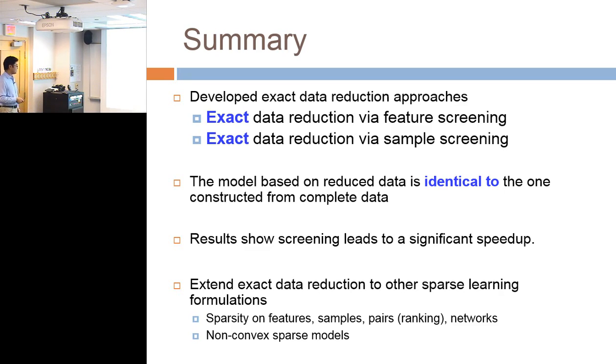And here is a summary of our future work. Actually, we still have a lot of work to do. For example, we may need to develop screening methods for more complicated sparse models, like the graph Lasso, and for non-convex sparse models. In recent years, many studies on real applications imply that non-convex sparse models usually perform better than convex sparse models. So this is one of our future directions.